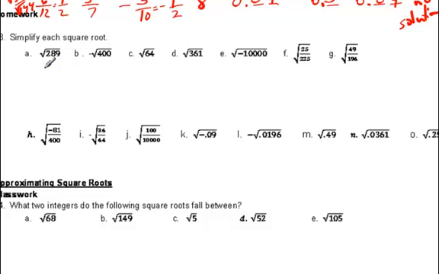Square root of 289. That's going to be 17. Okay, negative square root of 400. That's negative 20. Square root of 64 is 8. Square root of 361 is 19. The square root of negative 10,000. No solution. You can't have a negative on the inside.